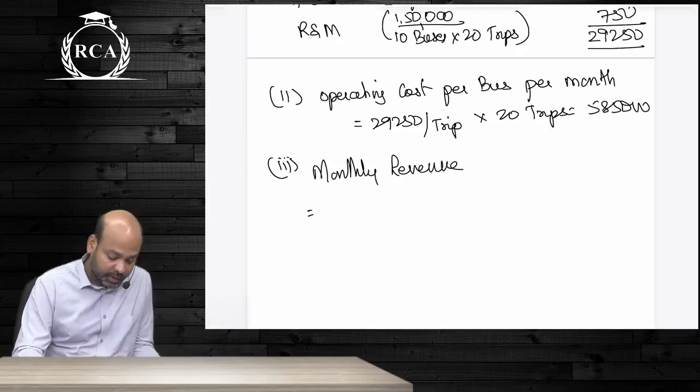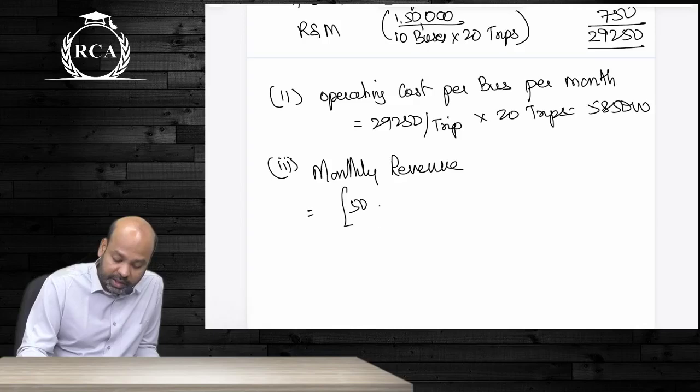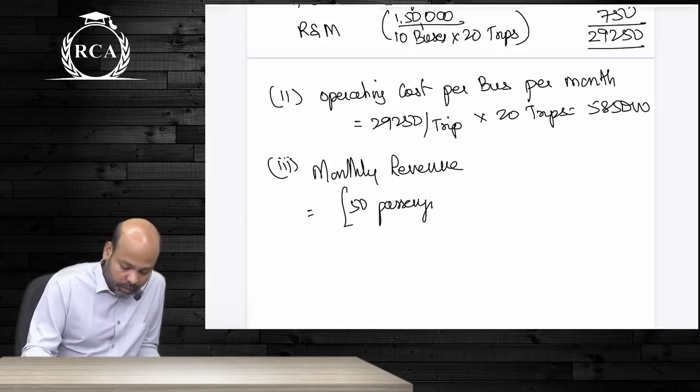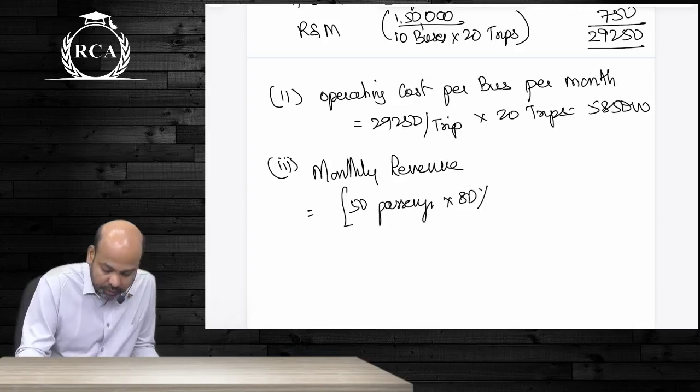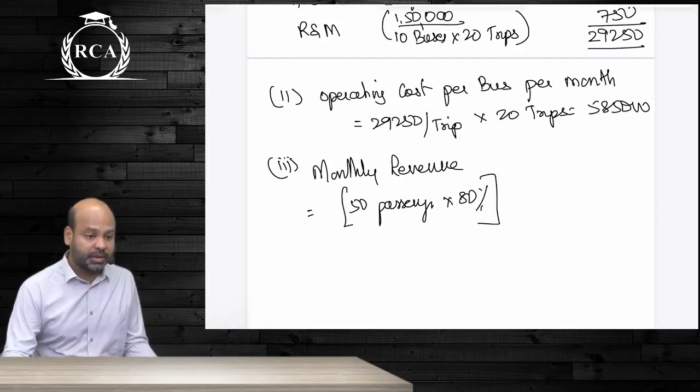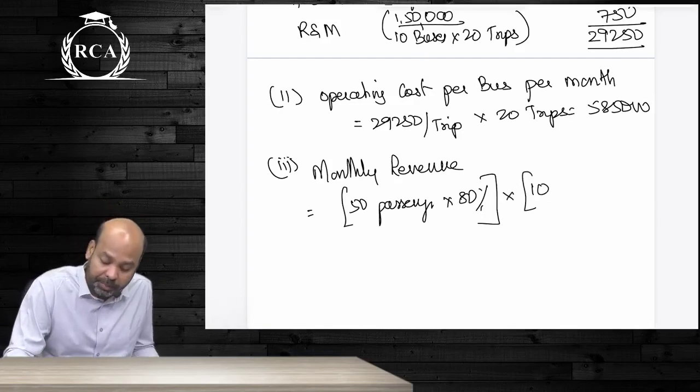अब बताओ guys, कैपेसिटी कितनी है बेटा अपनी? 50 passengers, we are operating at 80%. How much are we charging per trip?